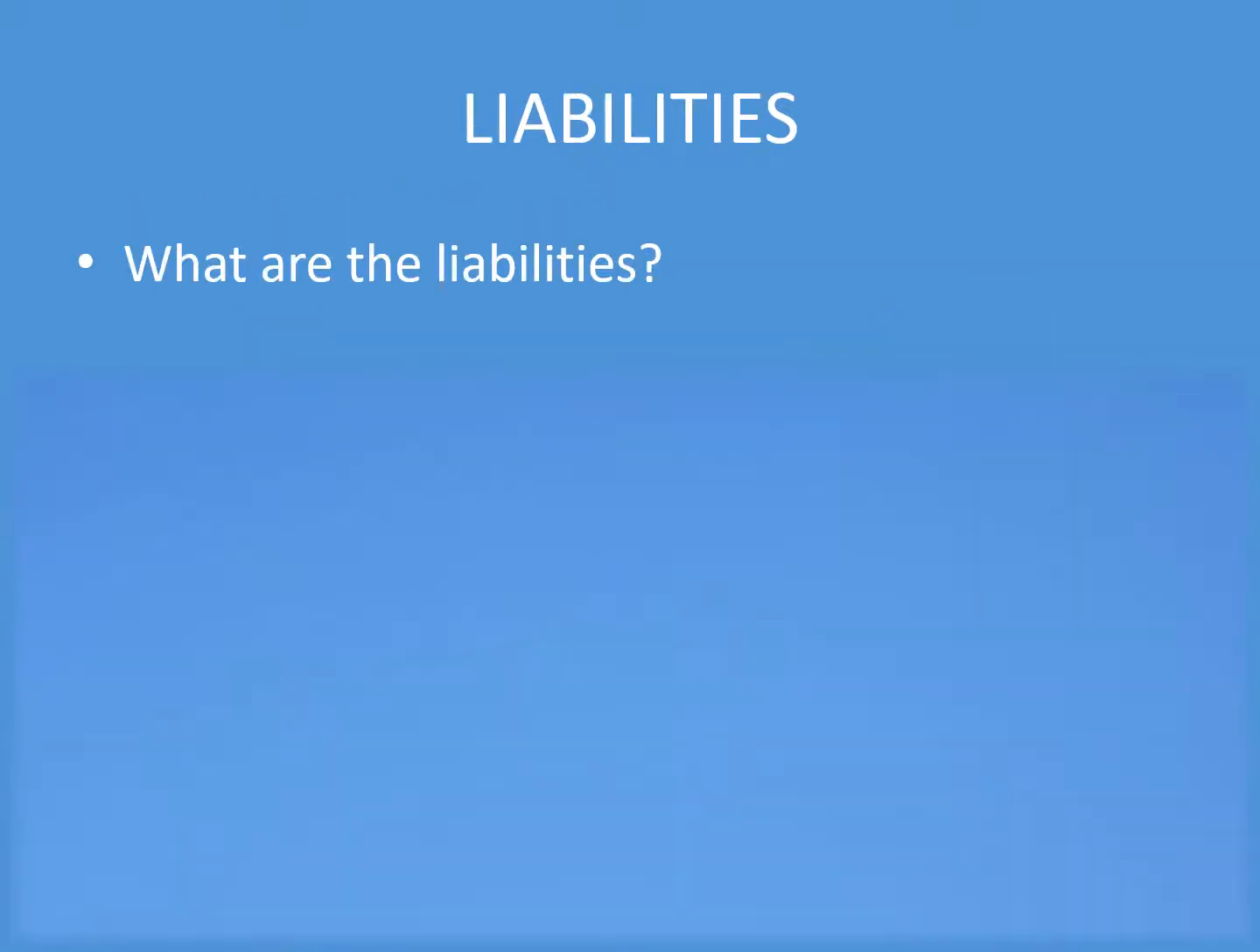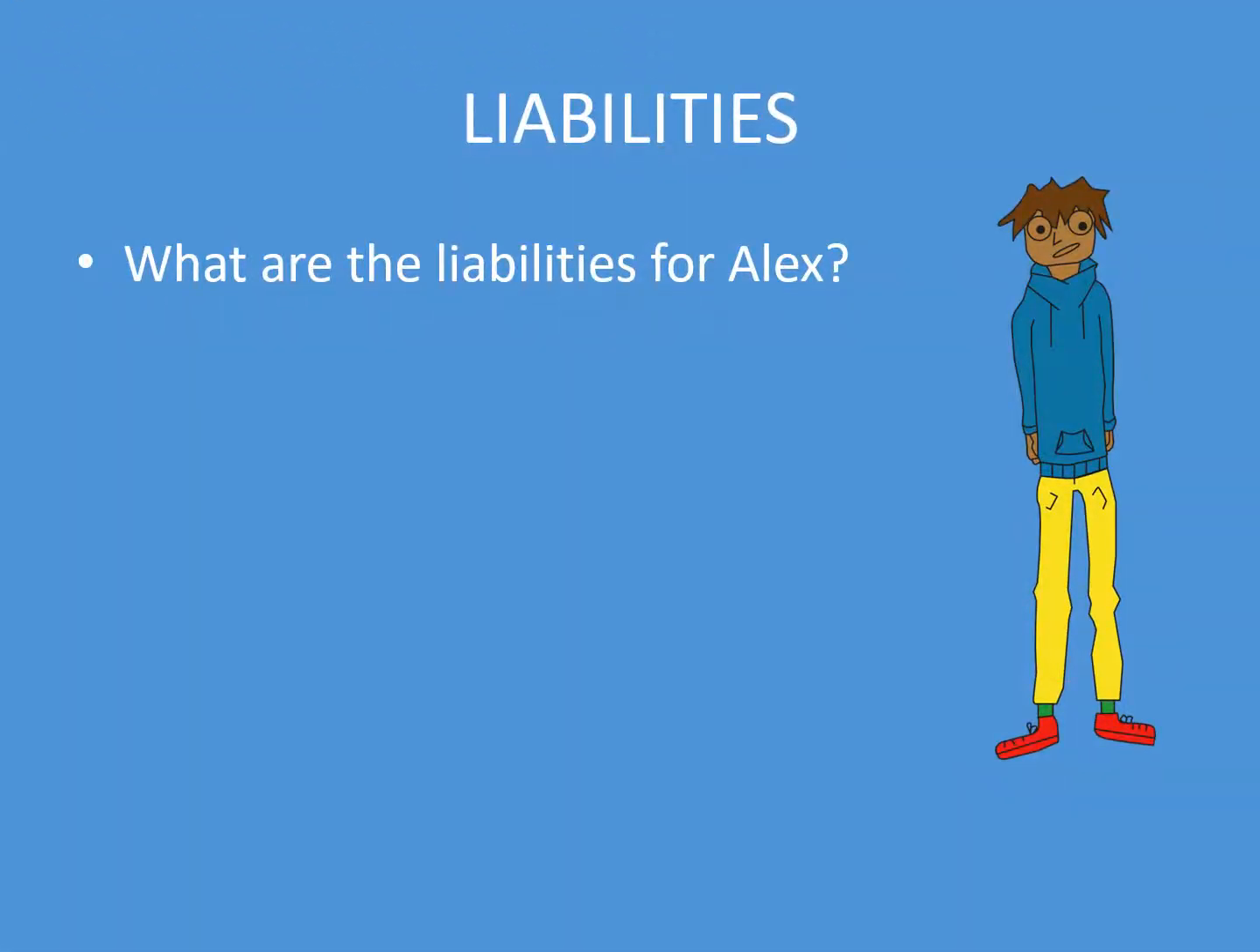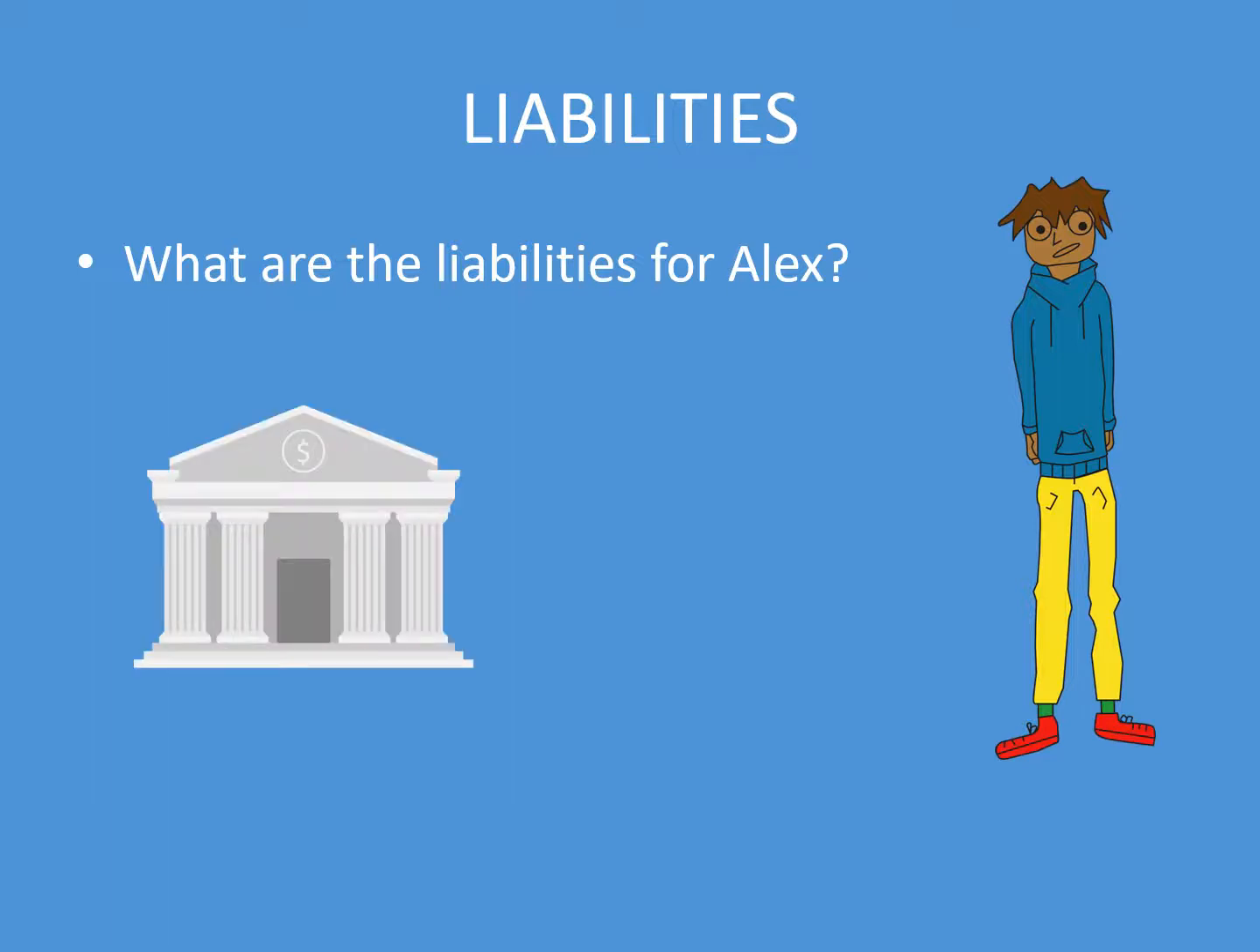What are liabilities? Liabilities are what is owed. A loan to purchase an asset is a liability. What are the liabilities for Alex? To buy a car, Alex subscribes a bank loan. The car is an asset. The loan is a liability.